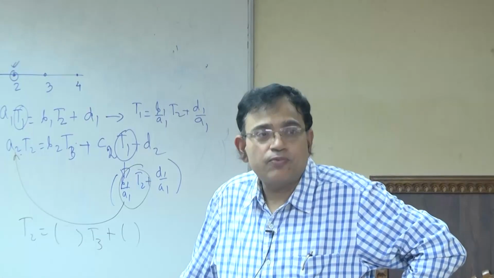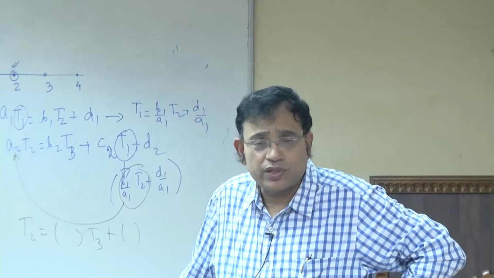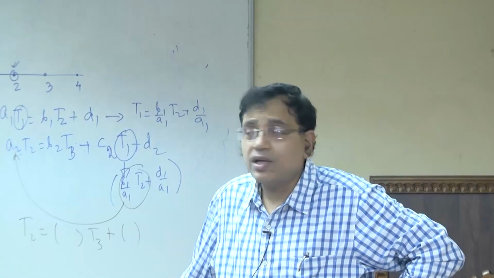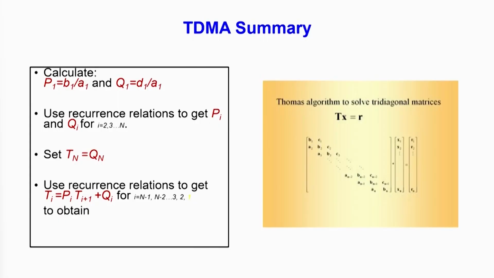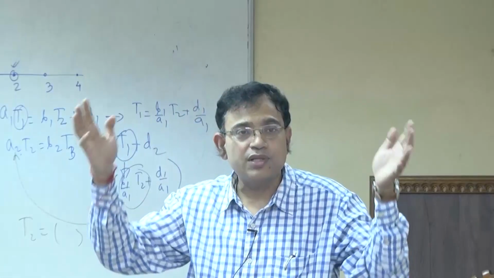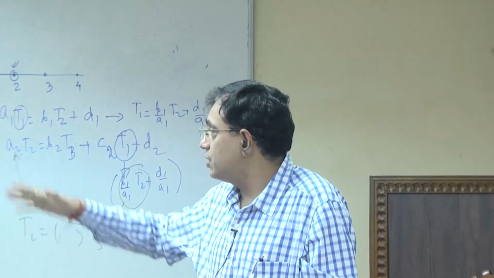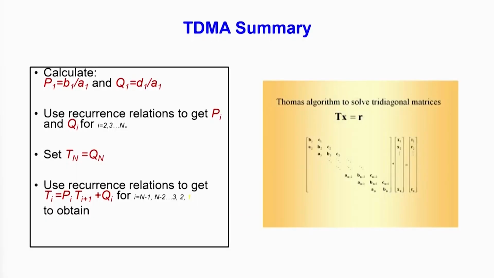So whatever is the forward elimination and backward substitution in Gaussian elimination, you are able to do that in a much simpler way, because in a Gaussian elimination you are generally talking about a matrix which is flooded with values, but here you have only 3 diagonals.